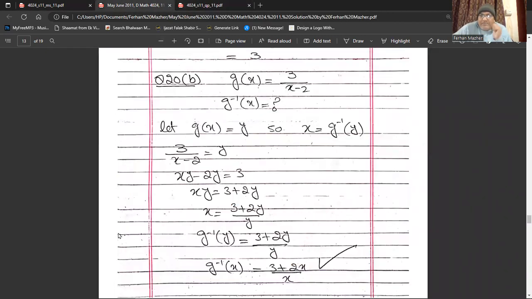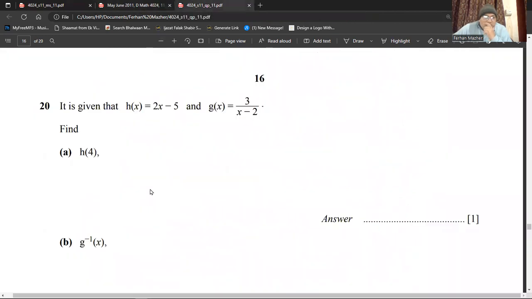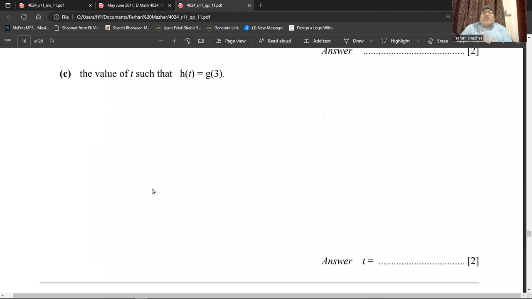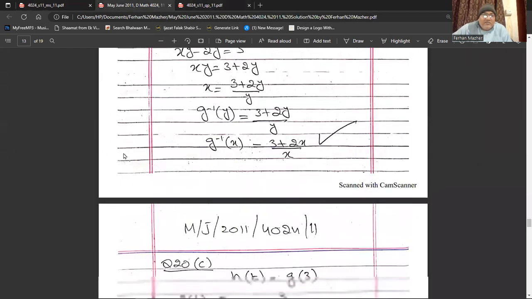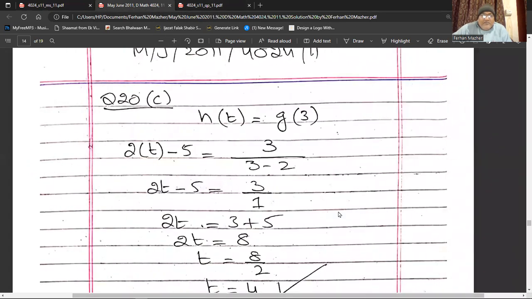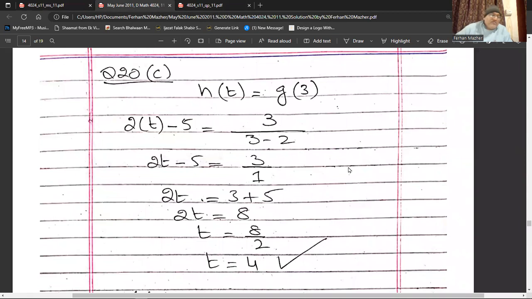Question number 20, B part. Question number 20, C part, he says the value of t is such that h of t is equal to g of 3. Okay, very simple. From here, I can find the value. So I can write h of t in the formula of h of t. That is 2t minus 5 is equal to g of 3. In the formula of g of x, I will substitute x with 3. So 3 divided by 3 minus 2.